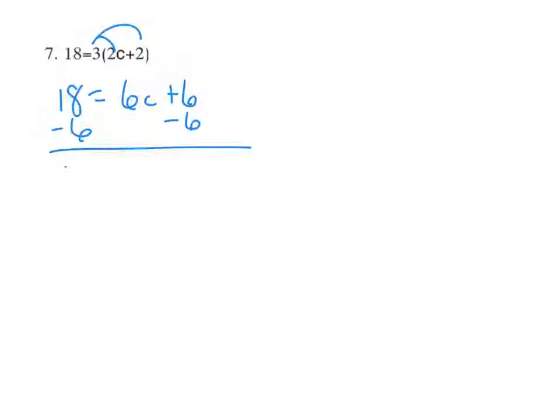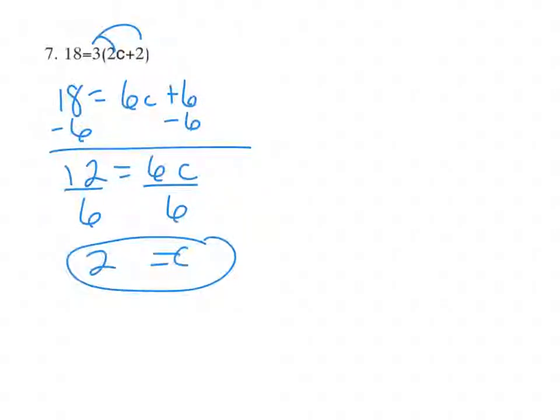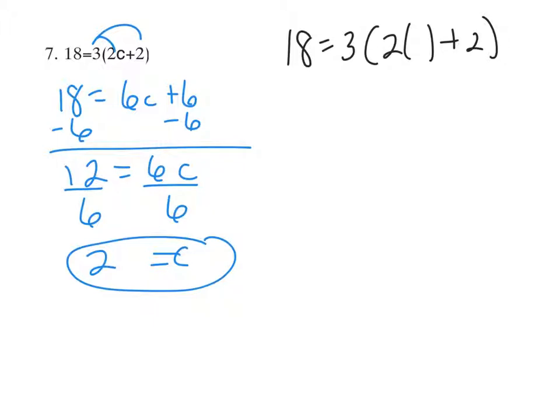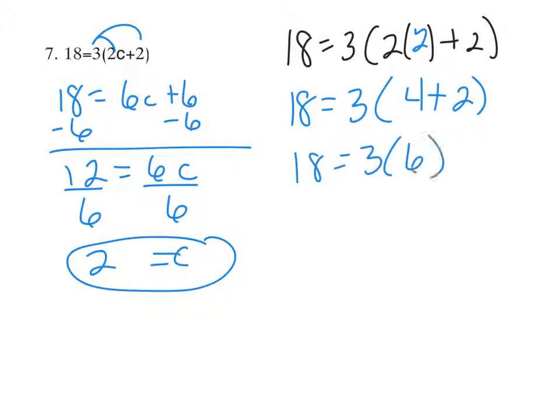I don't have as much to distribute this time, but that's still going to be my first step. So 18 equals 6c plus 6. Subtract 6 from both sides. And I've got 12 equals 6c. Divide by 6. And c equals 2. Going back to the original equation to check, where there was a c, I'm going to replace it with 2. So I hope 18 equals 3 times 4 plus 2, and of course 18 does equal 3 times 6. My check step worked, and I'm happy.